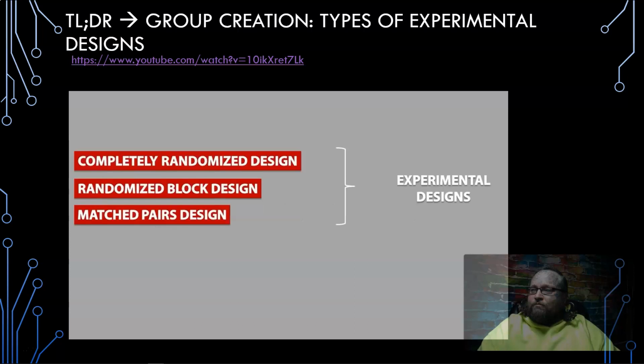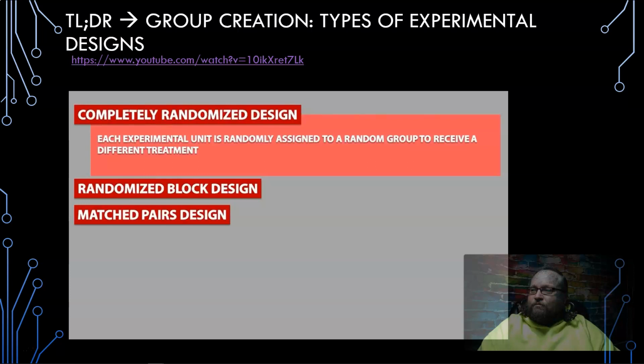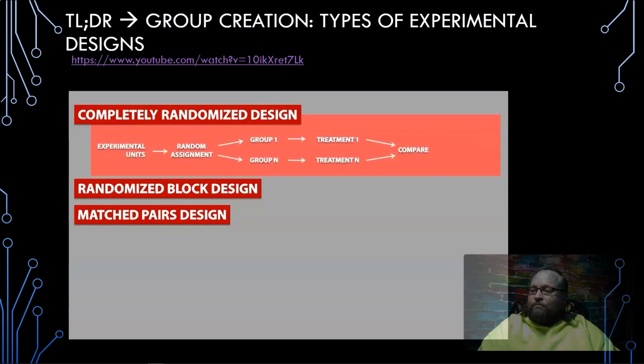These are the experimental designs we talked about. In a completely randomized design, each experimental unit is randomly assigned to a random group to receive a different treatment. This is what the diagram would look like. Group N or treatment N means you can have any number of groups or treatments.